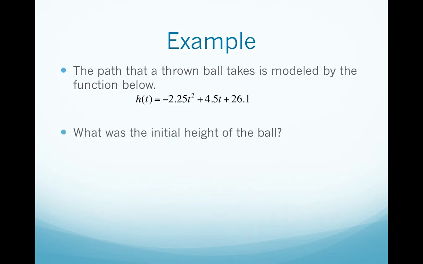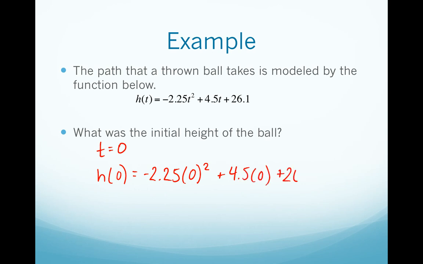So here's a quadratic. Like I had said, this is dealing with things like throwing a ball in the air. It's going to take that curved or parabola pattern. So it gives us the model, and it wants to know the initial height of the ball. So the initial height of the ball is just when time is equal to 0. The ball hasn't been thrown yet. So we can figure that out by plugging into the equation. So h of 0 is negative 2.25 times 0 squared plus 4.5 times 0 plus 26.1. And so this is going to be 0. This is going to be 0. The initial height of the ball was 26.1.